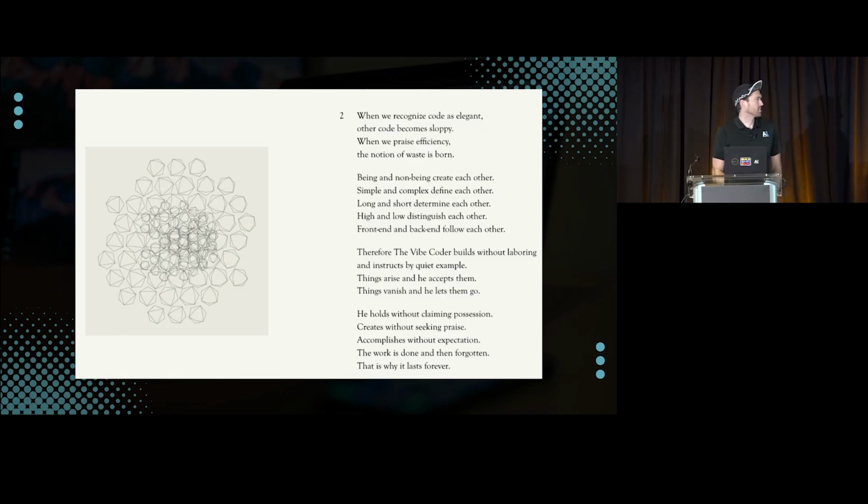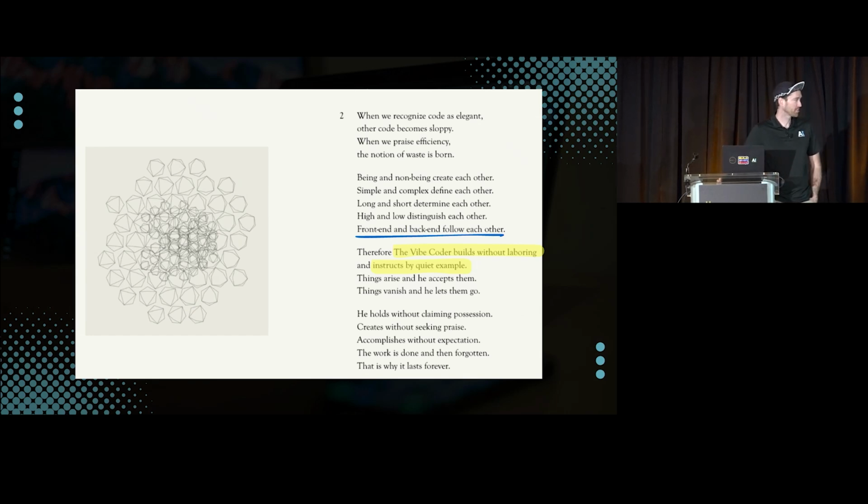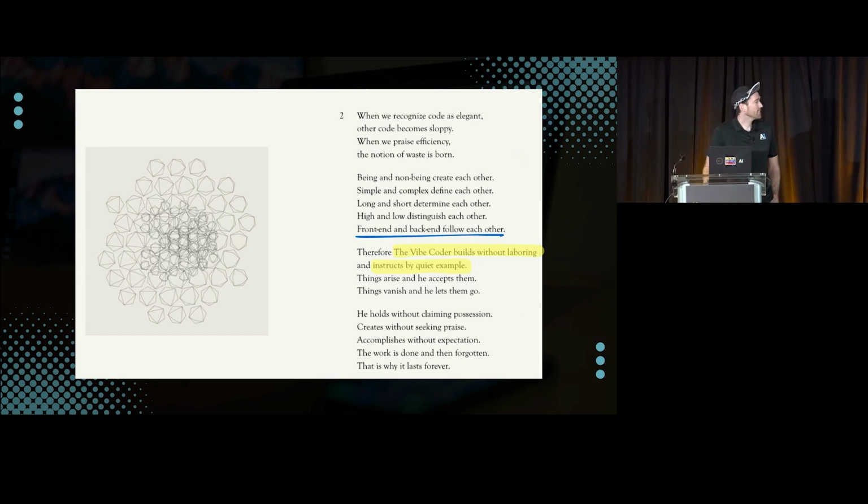When we recognize code as elegant, other code becomes sloppy. When we praise efficiency, the notion of waste is born. Being and non-being, simple and complex, long and short, high and low, front end and back end. That's right. The vibe coder builds. And you know, this is the vibe. The work is done and then forgotten. This is why it lasts forever.